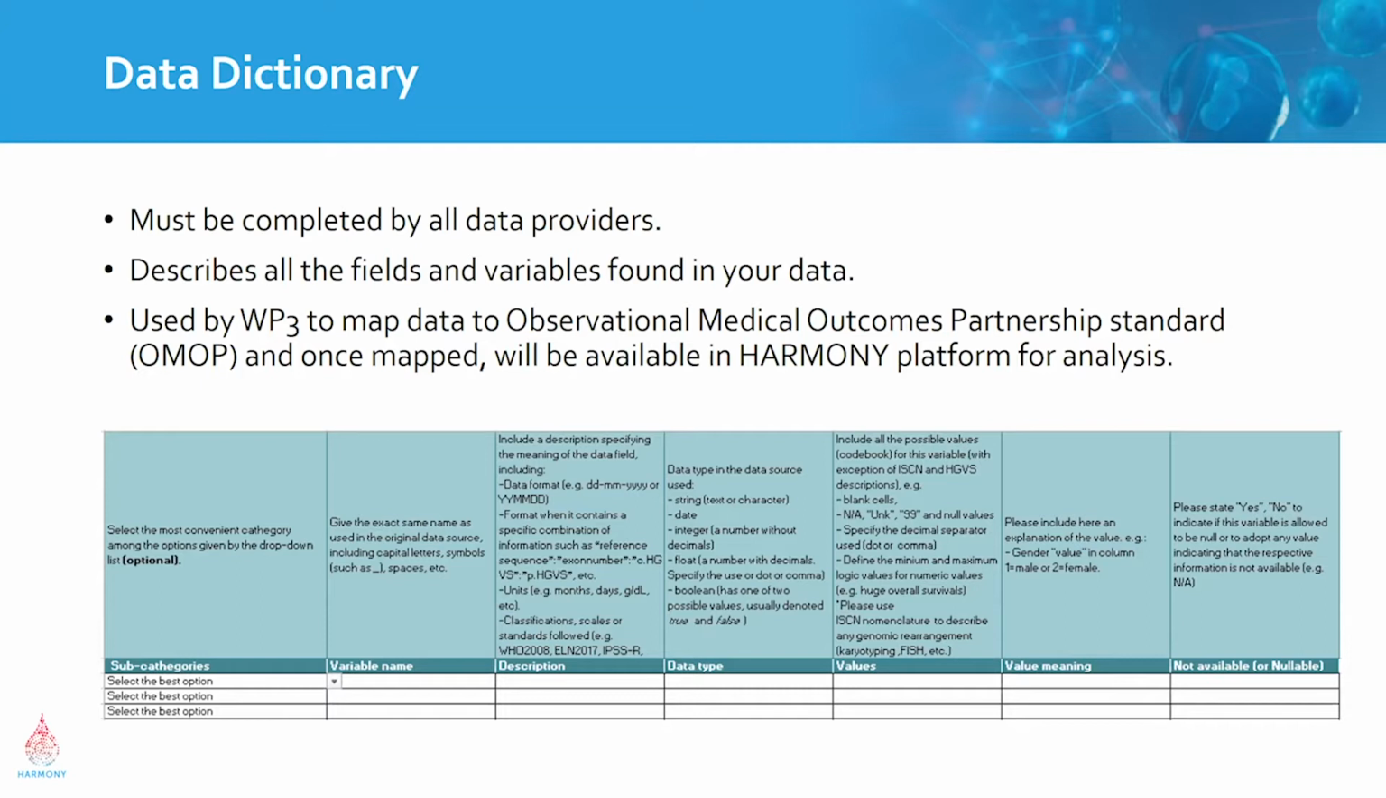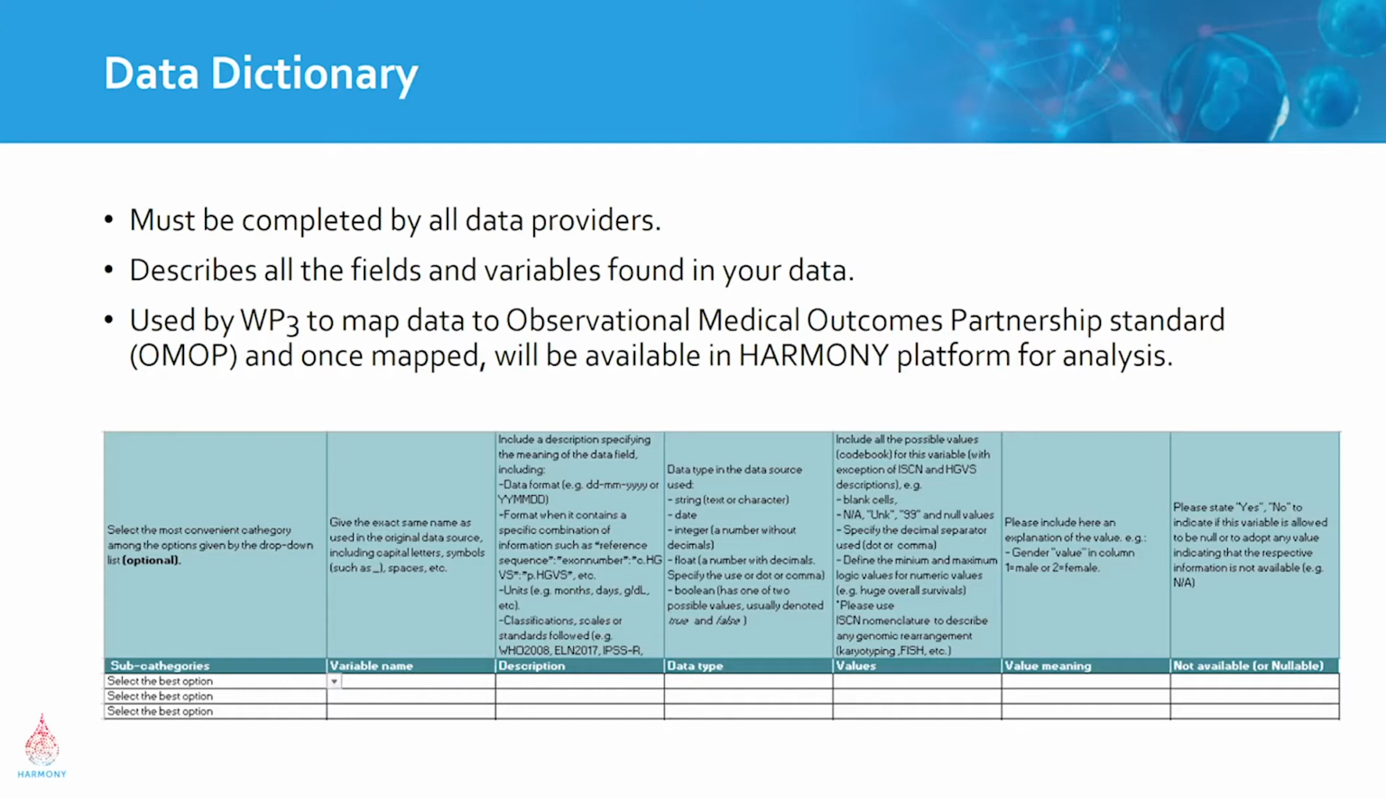And the reason why it's important is because Harmony needs to be able to map your data onto what is called the Observational Medical Outcomes Partnership Standard, or OMOP. And this generates a common data model. It means that data that I submit from the UK can be analyzed alongside data submitted by Geordie from Spain and alongside data that's been submitted from Germany and Italy. And if you don't have the data in a common data model on your platform, then effectively you can't analyze it in any meaningful way.